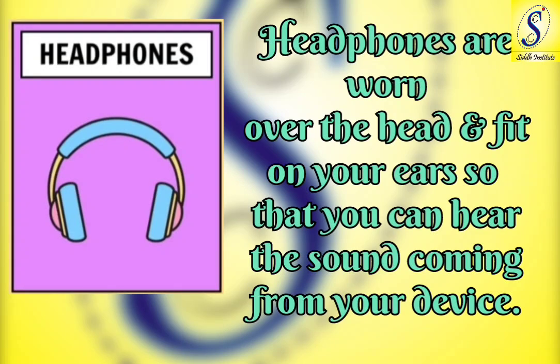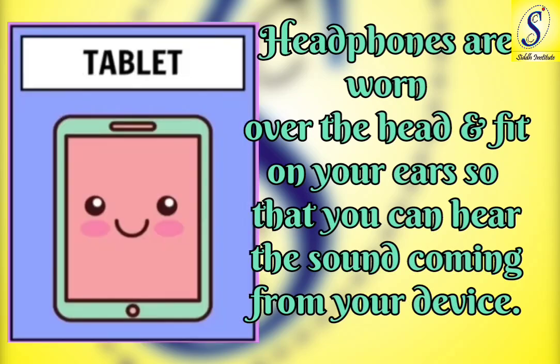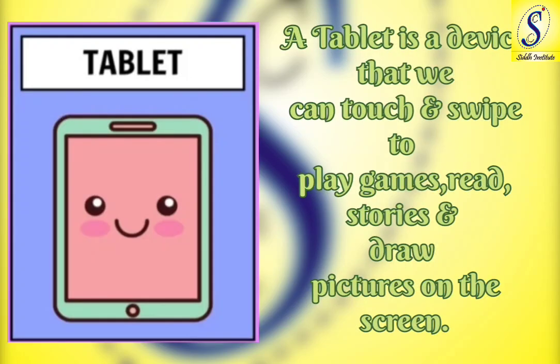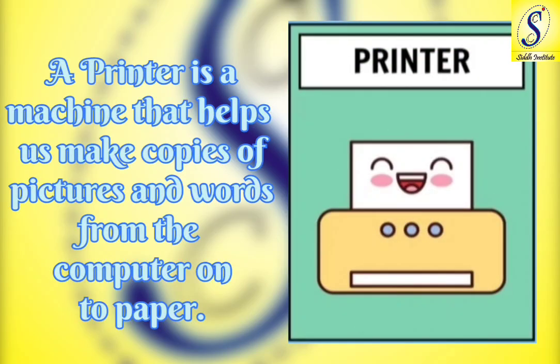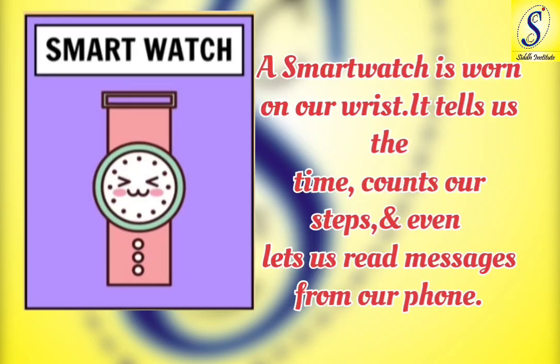Headphones are worn over the head or fit on your ears so that you can hear the sound coming from your device. A tablet is a device that we can touch and swipe to play games, read stories and draw pictures on the screen. A printer is a machine that helps us make copies of pictures and words from the computer onto paper. A smartwatch is worn on our wrist.